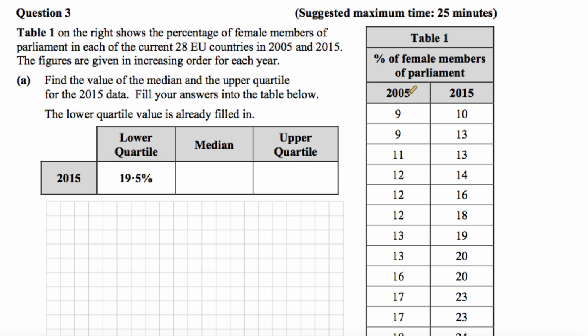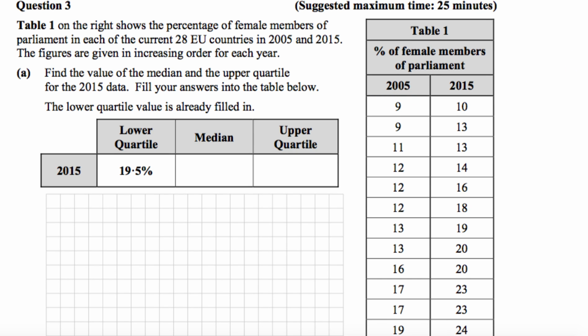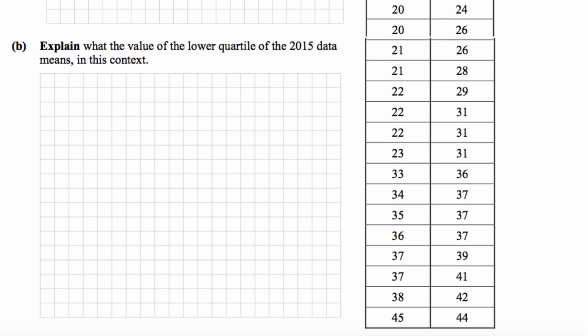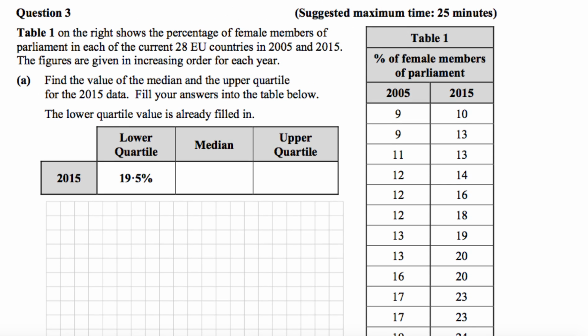So we can see the table here for 2005 and 2015 and the percentage of female members in Parliament for 28 different countries. So each row here is a country in the two different years. So you can see it goes right down to the end there, 28 countries altogether.